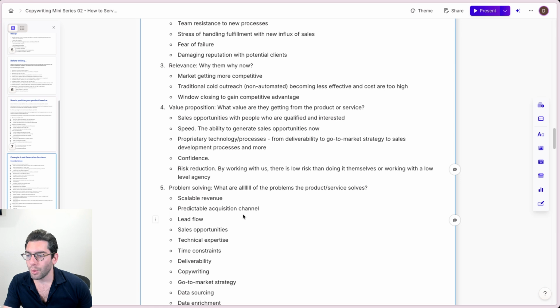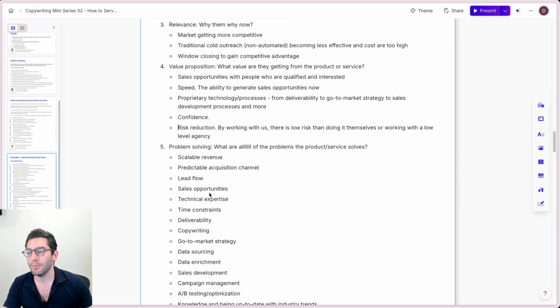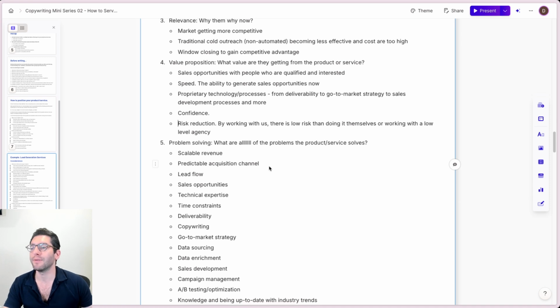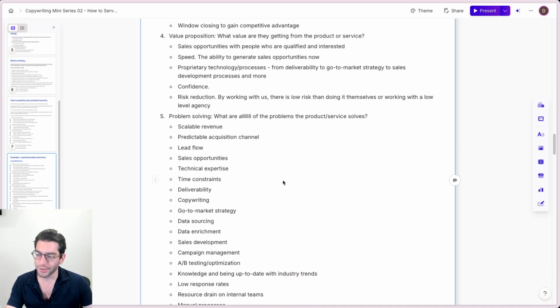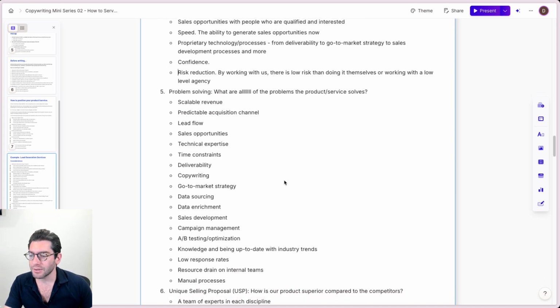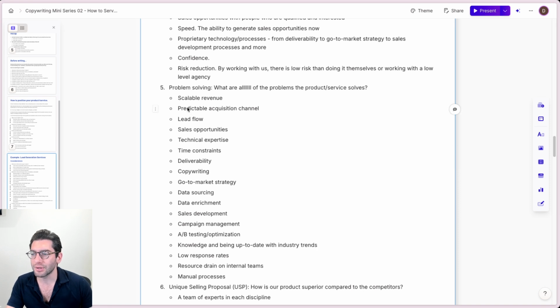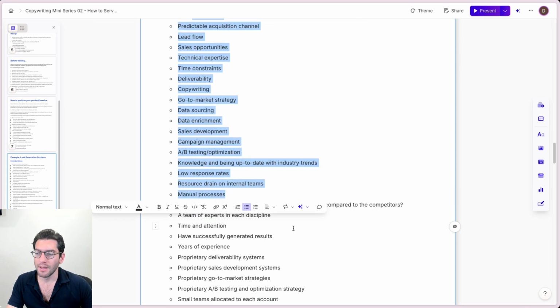Problem solving. What are all the problems that this product and service solves? So it creates scalable revenue, predictable acquisition channels, lead flow, sales opportunities, technical expertise, time constraints, deliverability, copywriting, go-to-market strategy, data sourcing, data enrichment, sales development, campaign management, A/B testing, optimization, knowledge and being up to date with industry trends, low response rates, resource strain on internal teams, and manual processes. So these are just a handful of the many problems that a lead generation or sales development agency solves for another company.